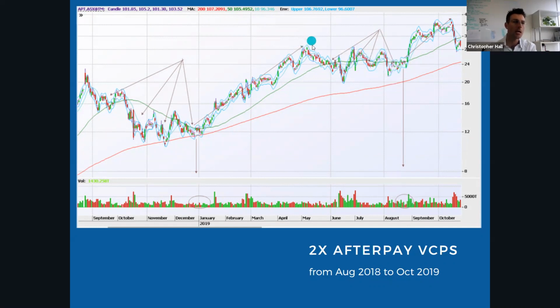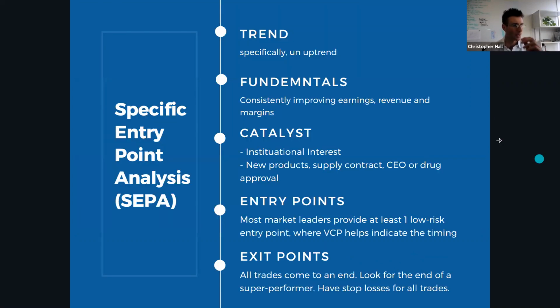The second one here was within 25% of the all-time high. The first one on the left was not, but that led to a 100% gain, and then this one also led to about a 75% gain. So that's what we're looking for in those contractions. And you see 1, 2, 3, 4 on the left-hand contraction, 4 contractions. And then 1, 2, 3, 4 other contractions on Afterpay once again on the right-hand VCP. Also, both of them happening within a matter of months.